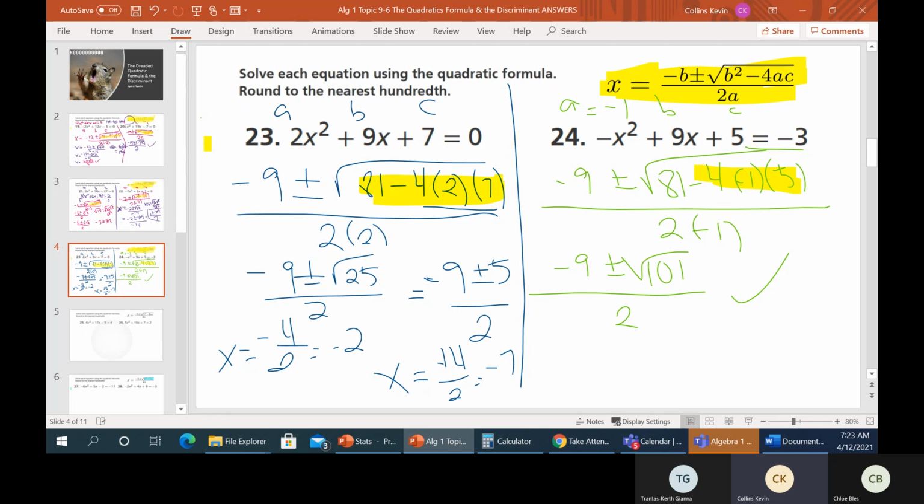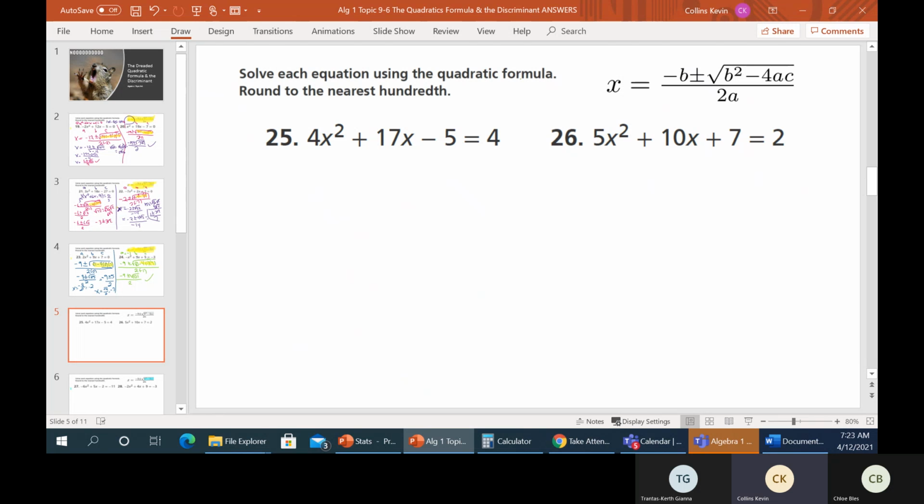All right, let's do a couple more here. Now this one, remember, in order for this to work, one side has to be 0. So we've got one extra step before we really get into it. We need to move this 4 to the other side, so we're going to subtract. So we have 4x squared plus 17x minus 9 equals 0. Okay?